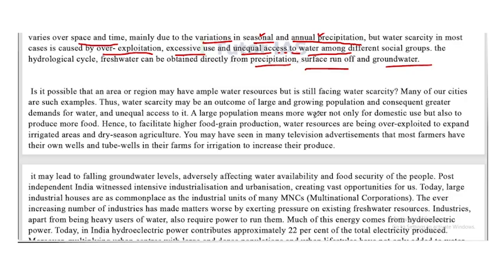A large population means more water not only for domestic use but also to produce more food. Hence, to facilitate higher food grain production, water resources are being overexploited to expand irrigated areas and dry season agriculture. You may have seen in many television advertisements that most farmers have their own wells and tube wells in their farms for irrigation to increase their produce. Water is used a lot for agricultural production, so this is also a cause of water scarcity.